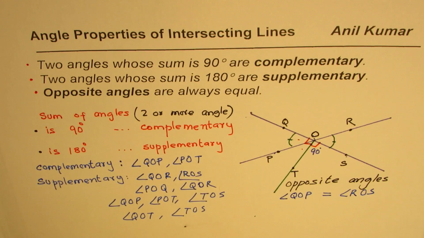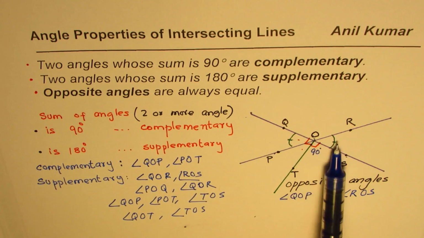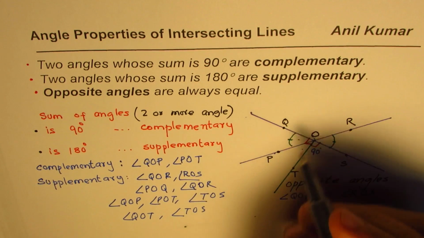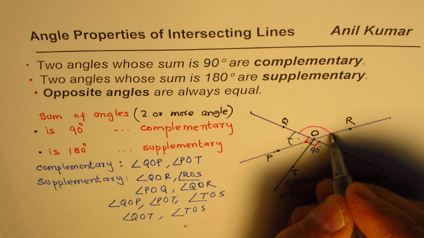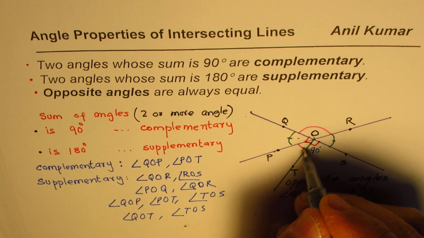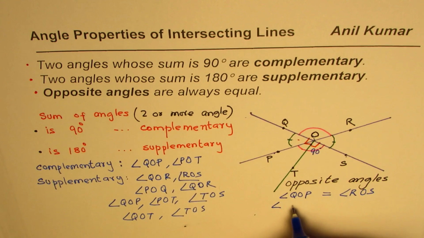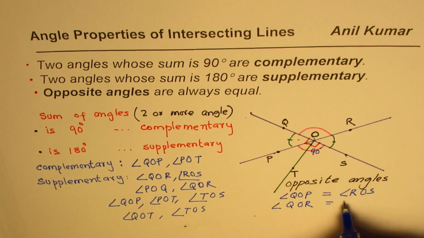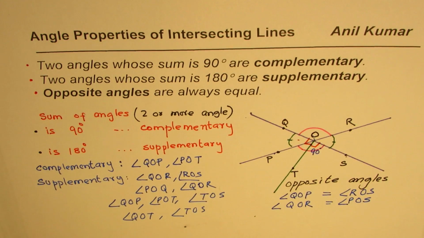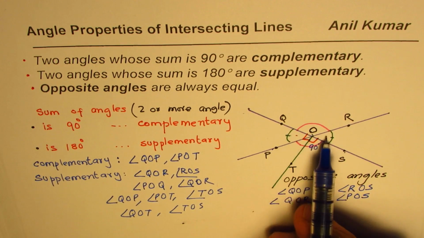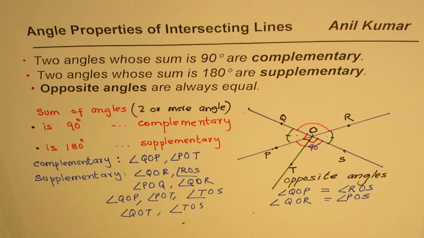So in this particular case, we have only one set of opposite angles, or do we have more? Well, you could write one more set of opposite angles. Look at this side. Now, these two are intersecting lines. They will form another pair of opposite angles, correct? So we could write that pair as angle QOR, which will be equal to angle POS. You get an idea, right? So a pair of lines, when they intersect, you'll get two sets of opposite angles as you've seen here, right?